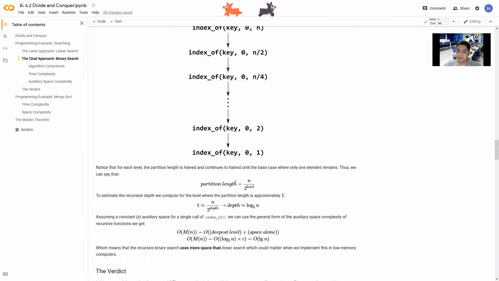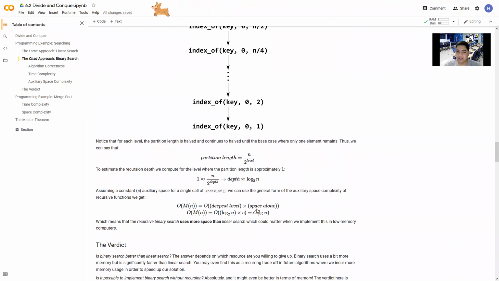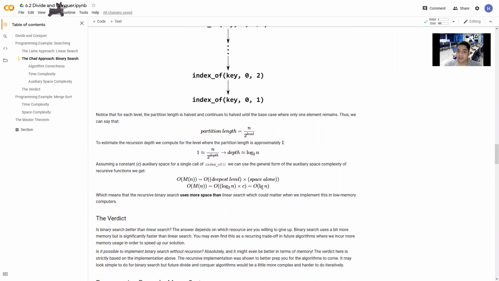Now, since our base case, or the condition to terminate our recursion, is when our partition has a length of approximately 1, we can equate partition length to 1 and solve for the number of levels, or our depth, basically. So the depth will be log base 2 of n. Now we have the depth, and since we have a constant space per function call, using the general form of the auxiliary space complexity of a recursive function, we get that the memory space complexity of this particular implementation of binary search is log of n.